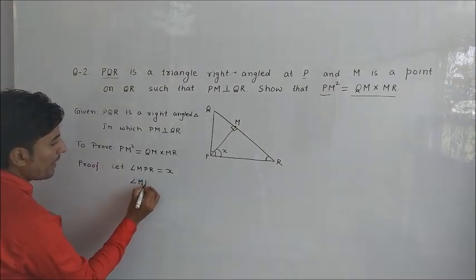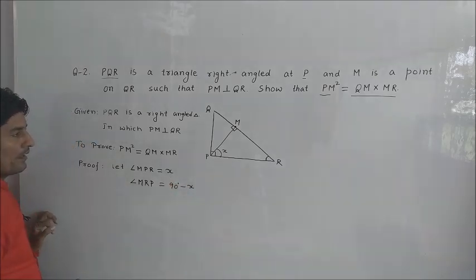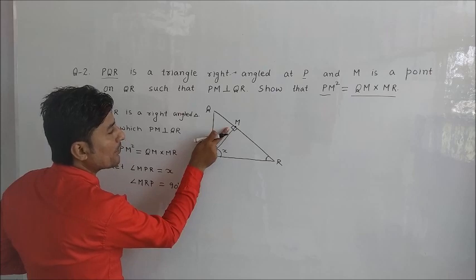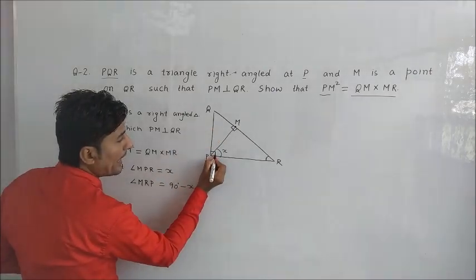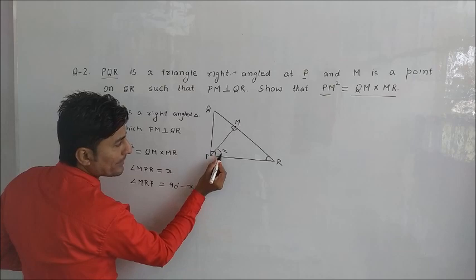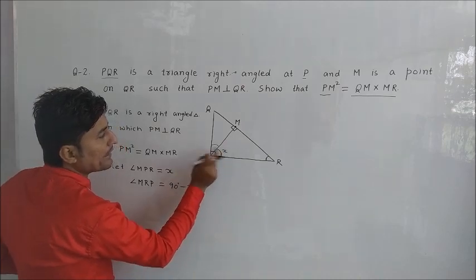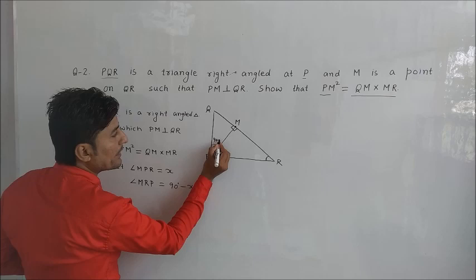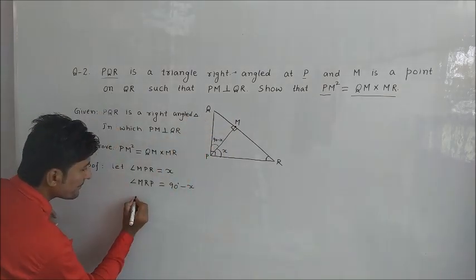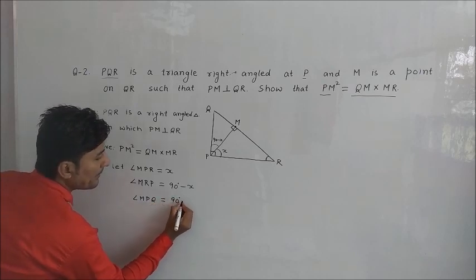Since the measurement of this angle is X, the measurement of angle MRP is equals to 90 degree minus X. Now, in this triangle PMQ, the whole angle QPR is given 90 degree and the measurement of this angle is X. Then the measurement of this angle will be equals to whole angle minus X, means 90 degree minus X. So here we can write angle MPQ is equals to 90 degree minus X.